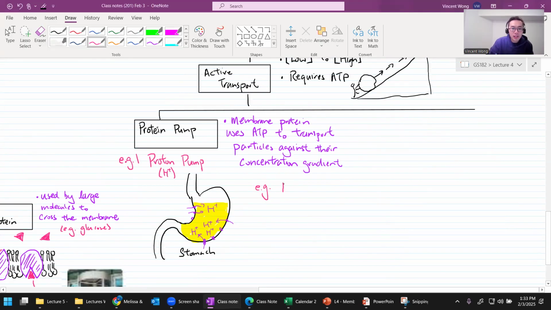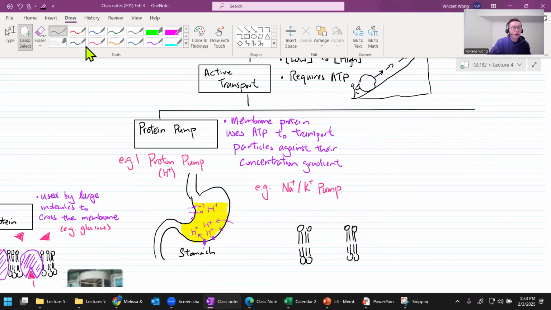Another one is called the sodium potassium pump. This is very important for next semester when we learn about neurons and how they work. I'm just going to give you a brief overview here, just to show you what it looks like. In your neurons, you're going to have these sodium potassium pumps, and they kind of look like this. Not really, but this is a cartoonized version of it.